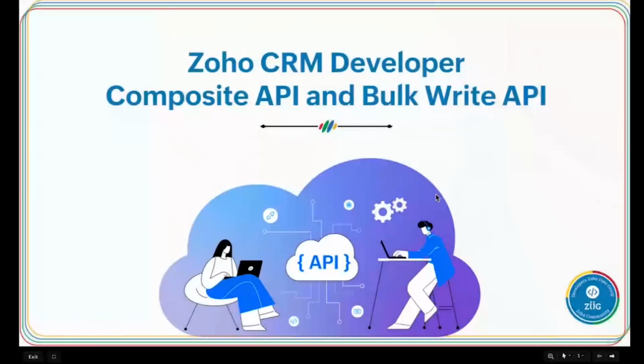This is the Zoho CRM Developer Series where we'll be talking all things developer and API. This is the final part of the 5-part series. In today's session, we'll be discussing the Composite API and the Bulk Write API.